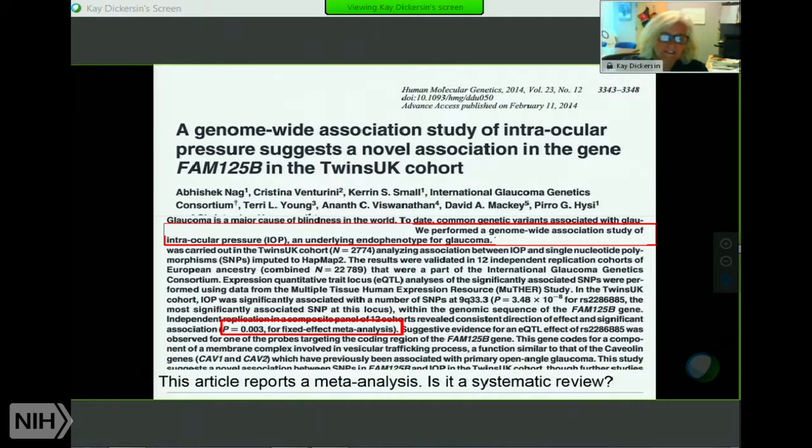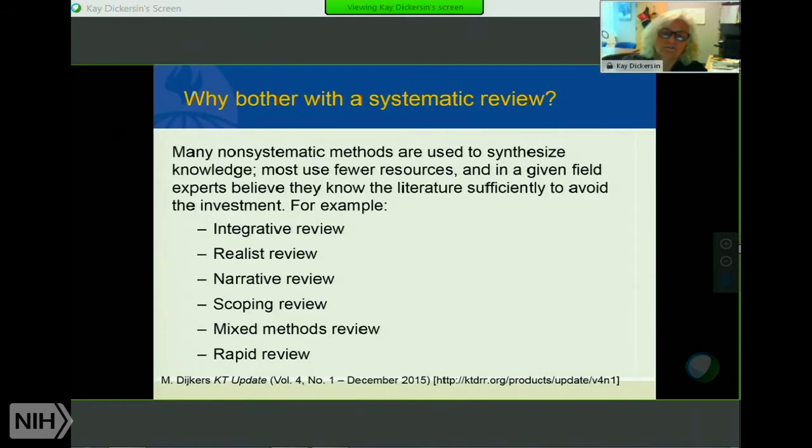So, what I say here is this article reports a meta-analysis, but is it a systematic review? And remember, all meta-analyses need to be part of a systematic review. So one might say, why bother with a systematic review? Because what I haven't told you is that systematic reviews take a ton of time. We estimate they take about 2 years, if you're lucky, given everything else we're doing. Even if they're funded, they take a long time because each of those steps I showed you takes a long time. It's a big job.